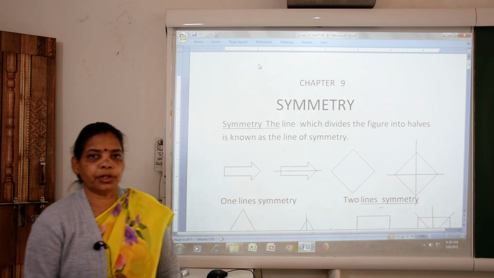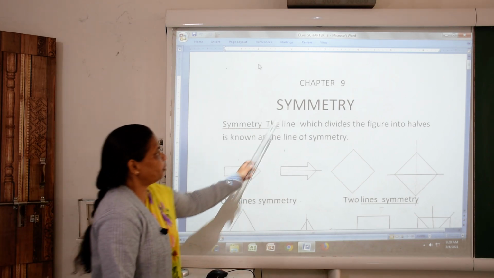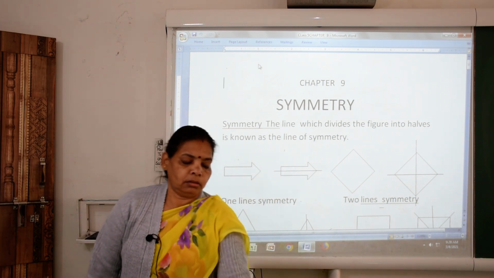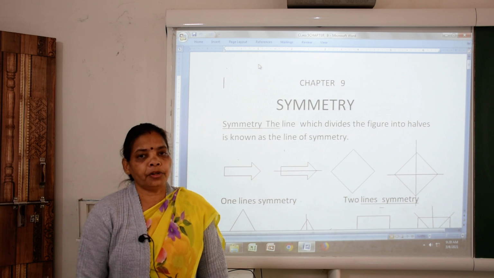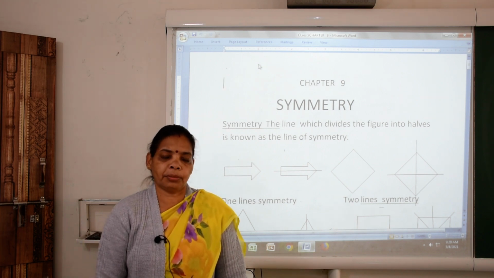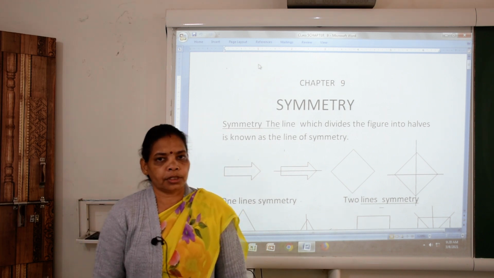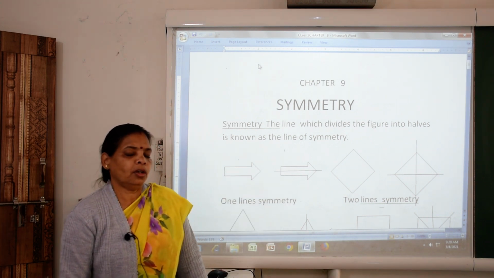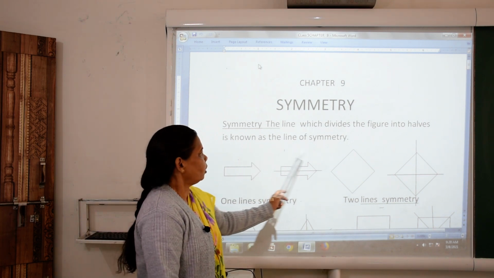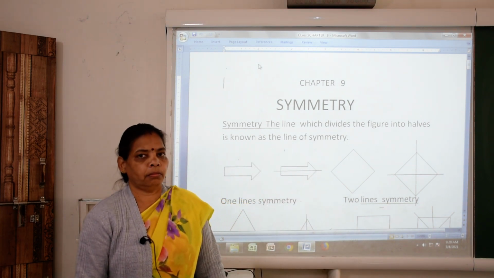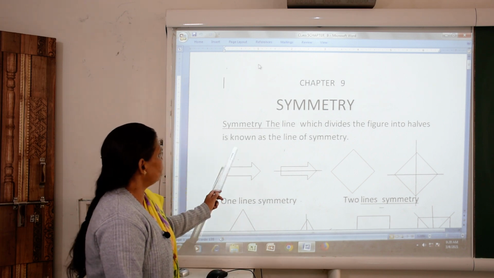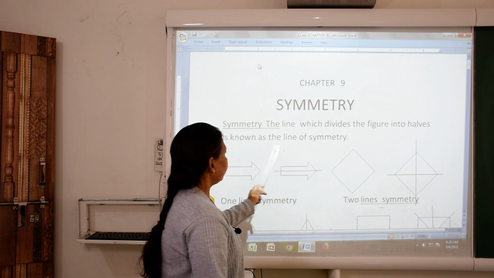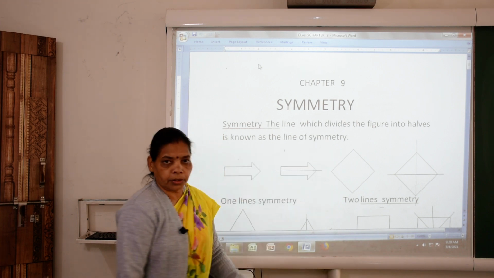Students, today we are going to start our new chapter number 9, symmetry. In this chapter we will learn what is symmetry and identify the symmetrical figure, types of symmetry, reflection symmetry and rotational symmetry. So children, what is symmetry? Symmetry is the line which divides the figure into two equal parts. So children, the line which divides the figure into halves is known as the line of symmetry.